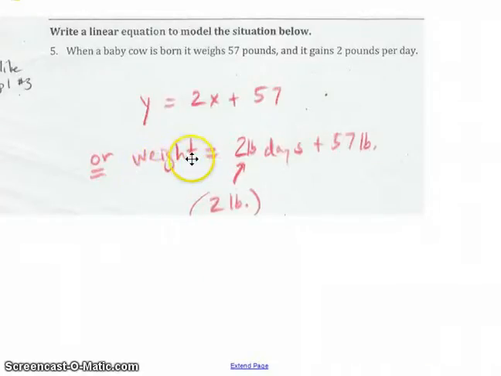The cow's weight is going to be equal to 2 pounds. I rewrote this because I knew it was kind of hard to read my writing. 2 pounds times the number of days plus 57 pounds. So if it's been 10 days, then 2 times 10 is 20, plus 57 is 77. That's how many pounds the cow will weigh after 10 days, 77 pounds. Let's move on.